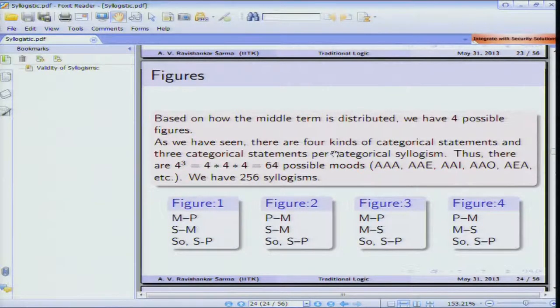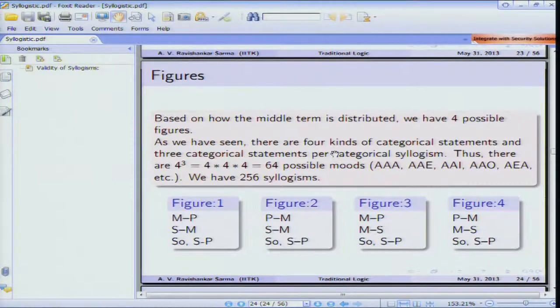In figure number 3 the middle term occupies the position of a subject in both premises, and in figure number 4, in the first premise the middle term occupies the position of a predicate, and it occupies the position of a subject in the second premise. According to Aristotle, figure number 3 and figure number 4 are considered to be imperfect figures. The moods that occur in figures 3 and 4 are considered imperfect moods, and these can be reduced to either figure number 1 or figure number 2.